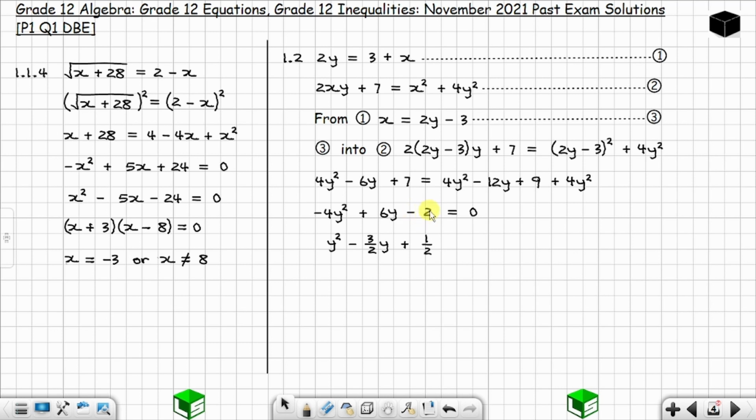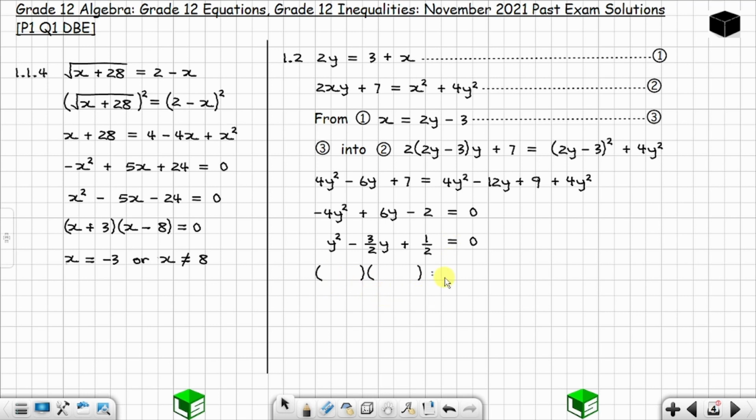Negative 2 divided by negative 4 gives plus 1 over 2, equal to 0 divided by negative 4, which is 0. So you divide by negative 4 throughout, and you have this. Now from here you can factorize this into 2 pairs of brackets like this.